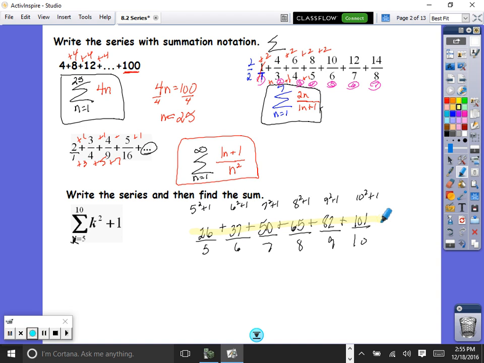However, since it is a finite series, at this point I can then calculate what that sum is. So if you would add that up, 26 plus 37 plus 50 plus 65 plus 82 plus 101, I believe you should get a total of 361. So this would be generating my series from my series notation and then giving me the final sum of that.